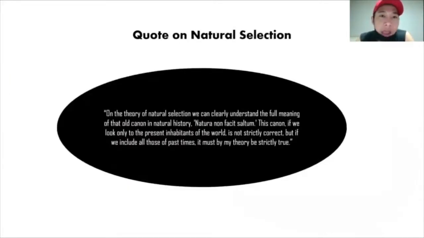And lastly, on the theory of natural selection, we can clearly understand the full meaning of that old canon of natural history: Natura non facit saltum, which means nature does not make jumps. Here, Darwin is saying that though things may seem jarring and random when looking at the development of species, evolution comes into focus when looking at a species' history.